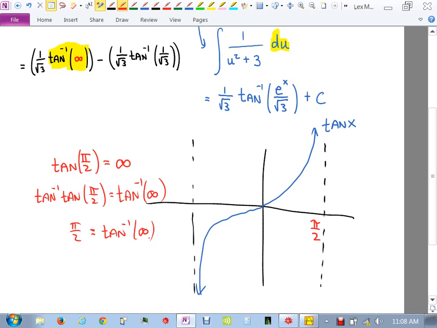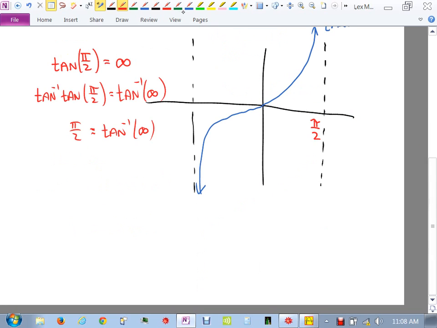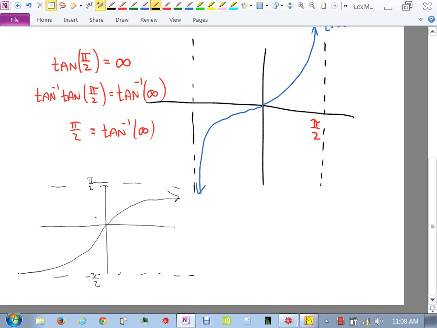You can actually look it up. It's probably on your sheets, but it's not one of the common functions. It looks like this. Pi over 2, negative pi over 2. Roughly like that. Remember that inverse functions are reflections over the identity. So you would have to take the identity function and then mirror it. All inverse functions are reflections over the identity.